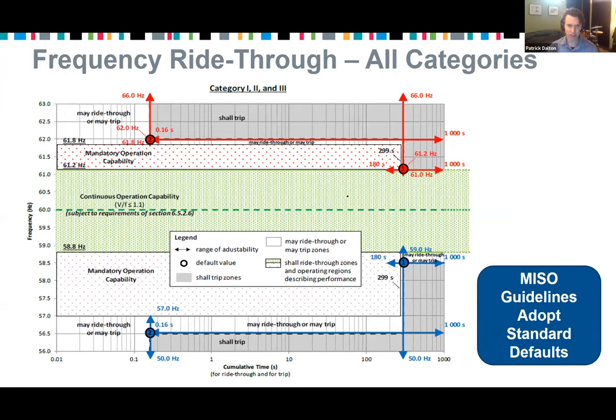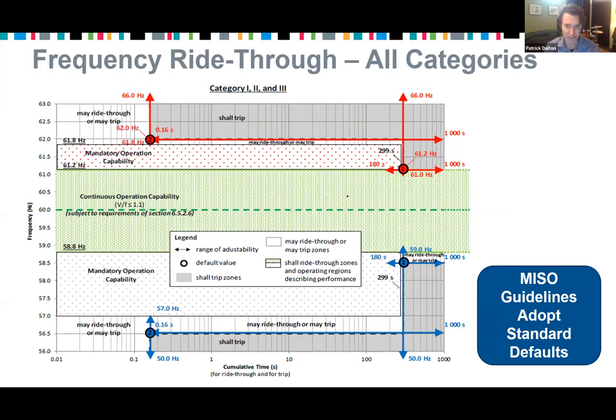And then just briefly looking at the frequency ride through. No ISO or RTO has modified the default trip settings for the frequency ride through. So this seems to be pretty straightforward from an implementation perspective. All the performance categories are the same in terms of frequency response, and the jurisdictions that have looked at adopting 1547 have just gone with the defaults for frequency.